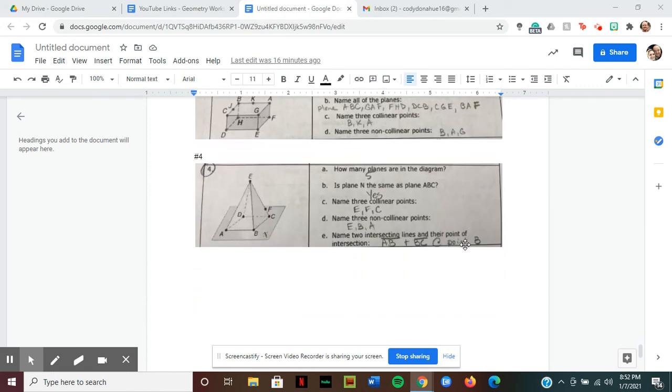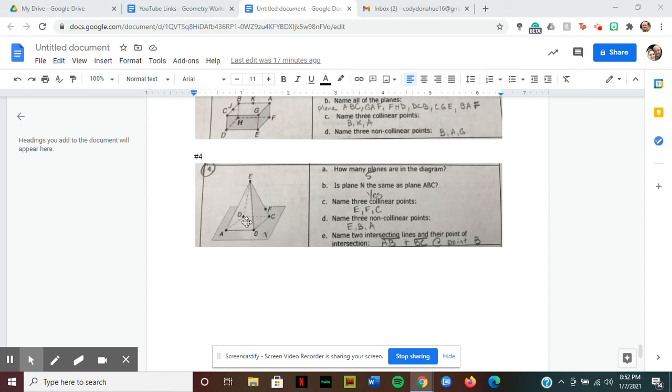So next up, let's look at number 4. So number 4 gave us 5 questions. So now we've got a rectangular pyramid sitting on top of a plane. So first question is, how many planes are in the diagram? Okay, so this one might be a little bit tricky for us. So we know that we've got 4 planes up here, the 4 triangles that are helping to create this pyramid, and then we've got the bottom base and then this plane.